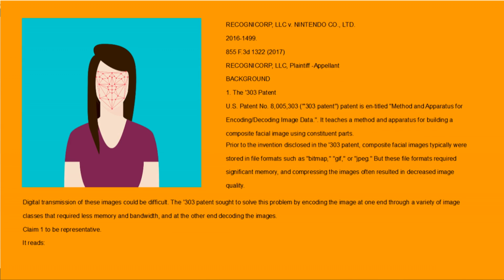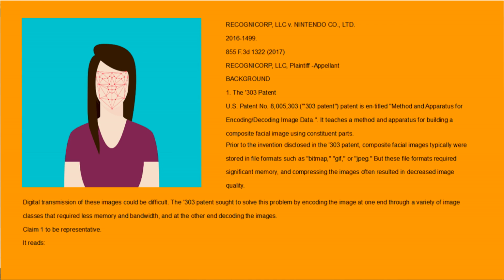Recognicorp versus Nintendo. Background. The 303 patent, U.S. patent 8,005,303. The 303 patent is entitled Method and Apparatus for Encoding, Decoding Image Data.